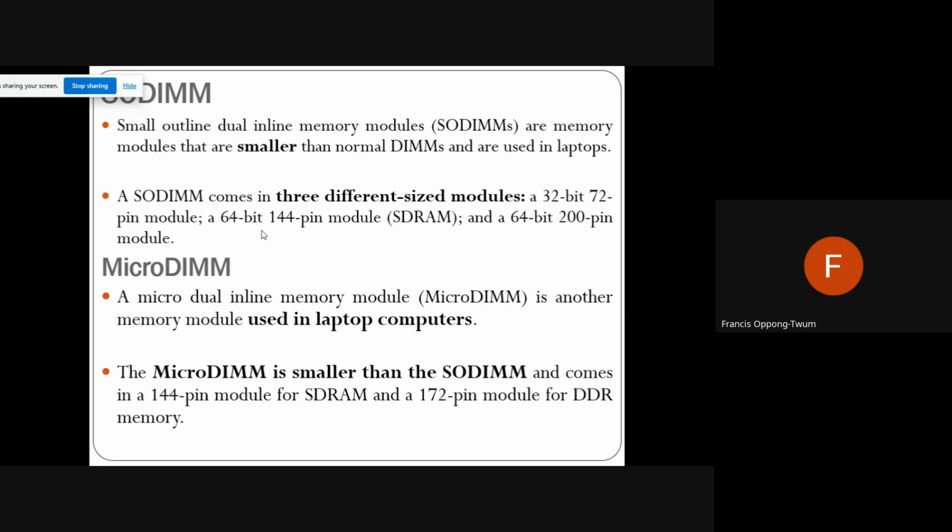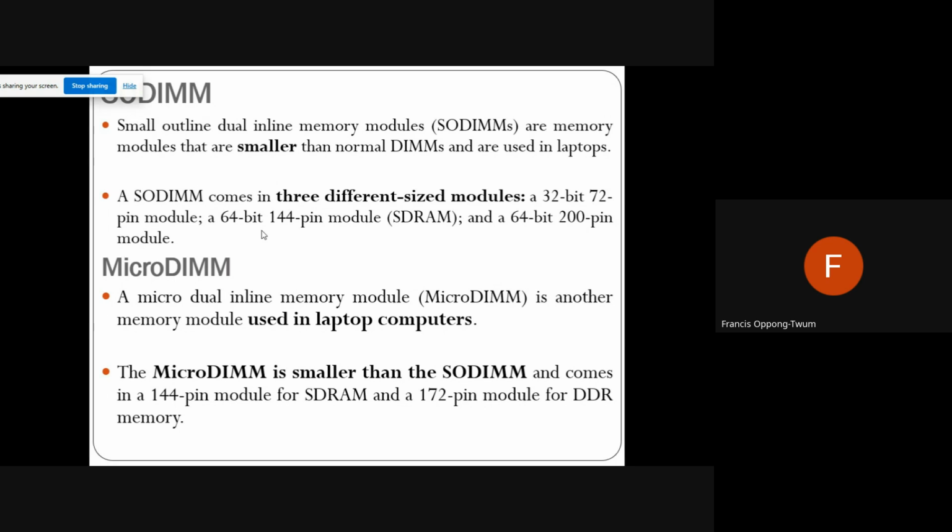Now, if you go to the market and you want to buy memory, you are not going to get the single inline unless maybe it's for an older machine. The current computers that manufacturers are putting to the market are not using the single inline. They are going for the dual inline memory module.